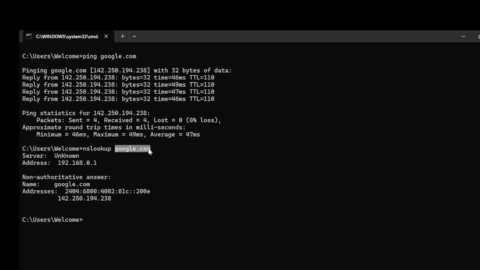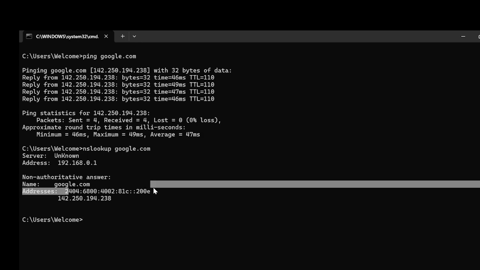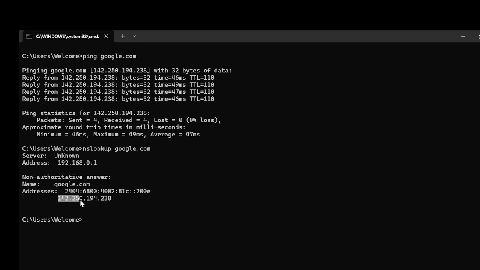Then it will go and check in the DNS and it will tell non-authoritative. Non-authoritative means he doesn't know the address. My computer's DNS doesn't know the address. With the help of some other DNS server, he has resolved it and he is giving me, yes, for Google there are two IP addresses for the same domain. One is 2404:6800:4002:82B::200E. Another one is 142.250.194.238. Here you can see two IP addresses.